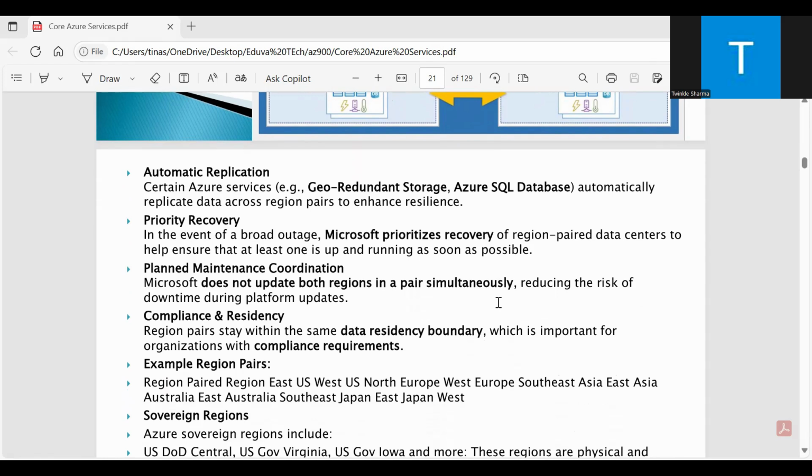Then we have the planned maintenance coordination. Microsoft does not update both regions in a pair simultaneously, reducing the risk of downtime during platform updates. Then we have the compliance and residency. Region pairs stay within the same data residency boundary, which is important for organizations with compliance requirements.